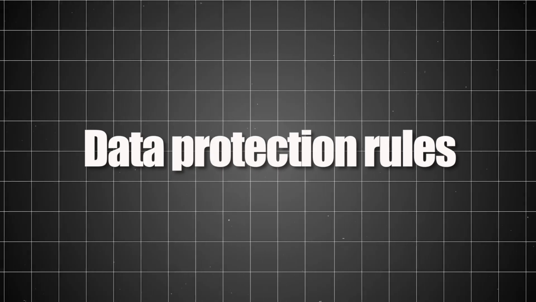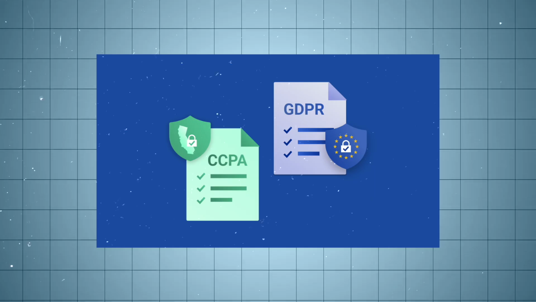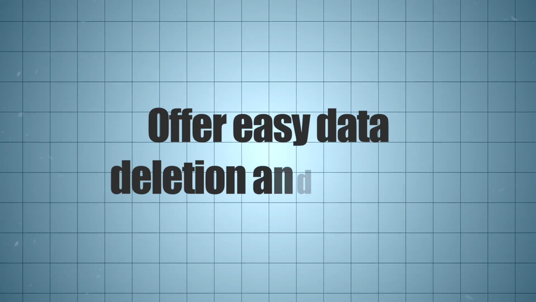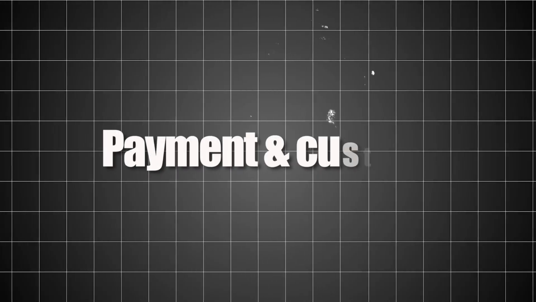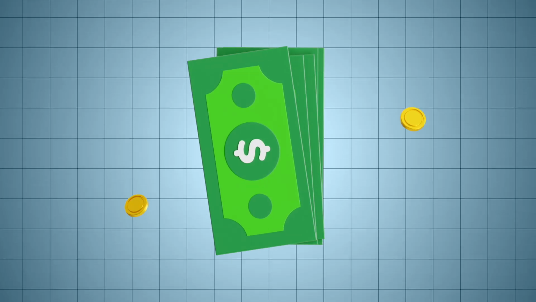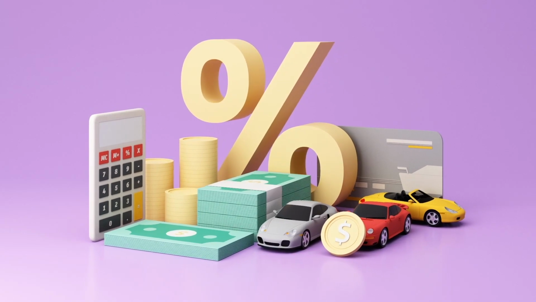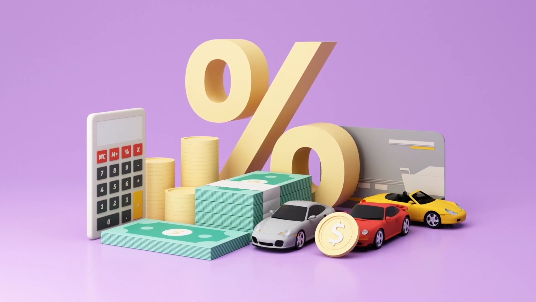Data protection rules. Comply with GDPR, CCPA, or equivalents in target markets. Offer easy data deletion and export. Payment and custody. Never custody funds unless fully licensed. Use custodial partners for savings and investment products if you offer in-app investing.